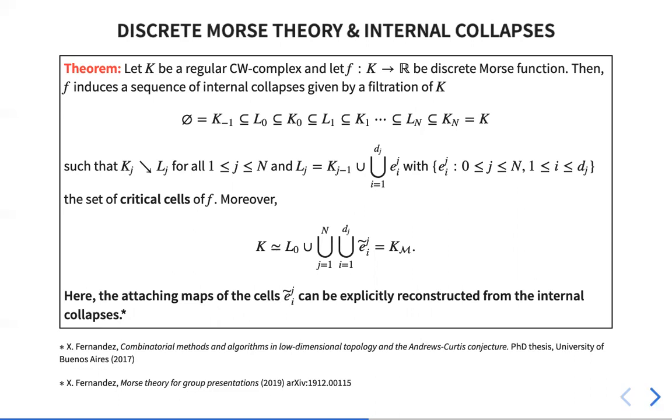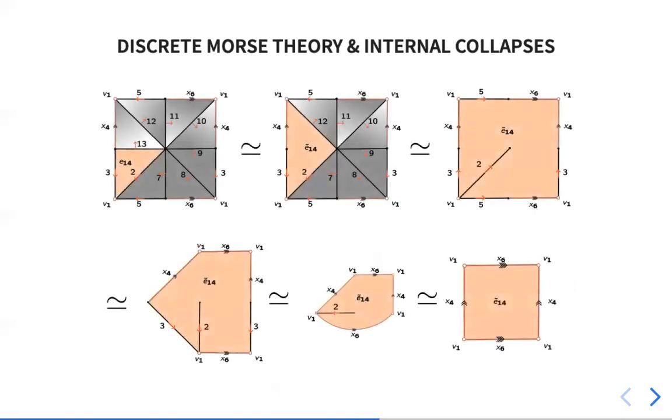So you have some sort of formula, but in terms of an algorithmic procedure, how to concretely compute them, at least in the case of dimension 2. Here's an example. Instead of computing the levels of complexes, you just perform the internal collapse, so you modify this attaching map, and then you perform this internal collapse and you modify the attaching map of the two cell that is critical, until you obtain the Morse complex.